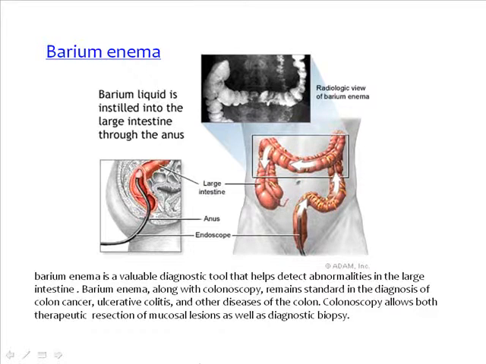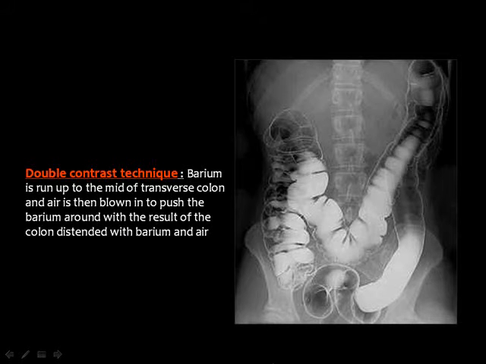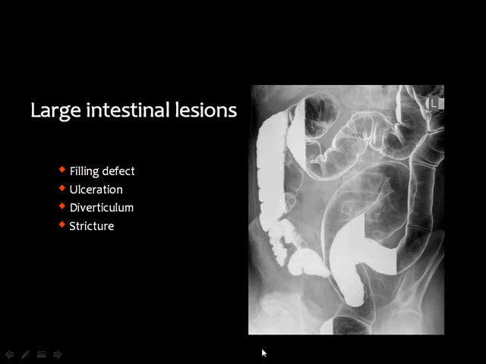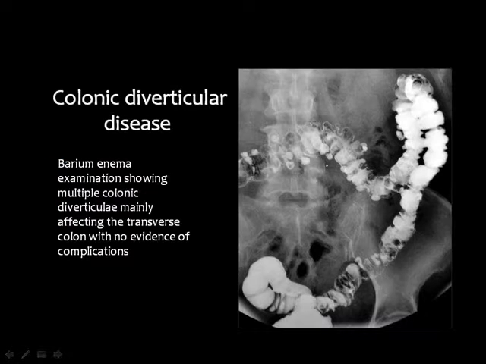Then you come to the barium enema, and the barium enema is obtained by injection of barium through the rectum until we opacify the whole of the colon. And sometimes we inject air with barium in order to have this particular study, which is known as double contrast barium enema. And this is a good example of a normal double contrast barium enema showing most of the colonic segments. And the colonic lesions will include the same items: filling defects, ulcers, diverticulae, and the strictures.